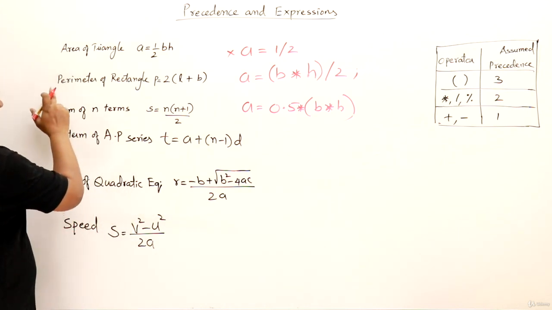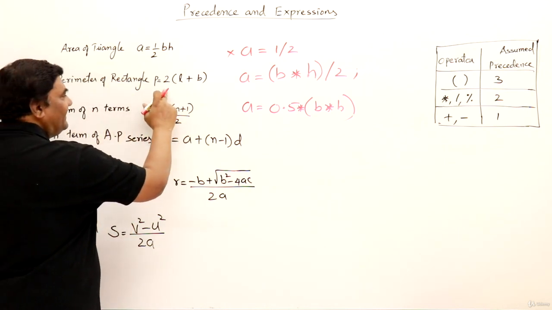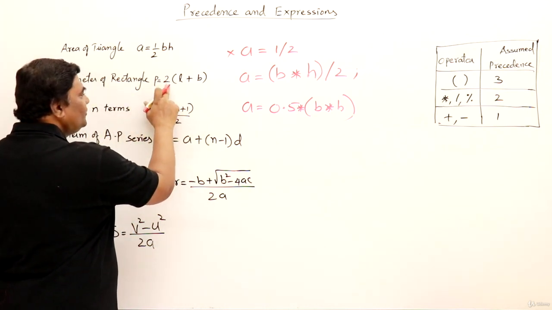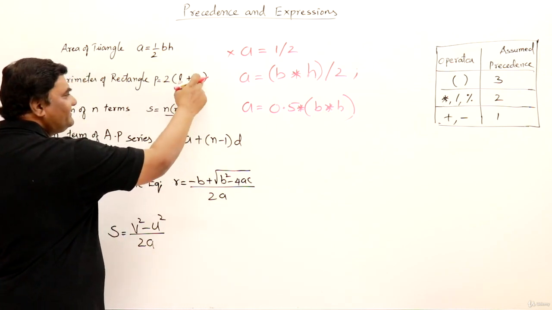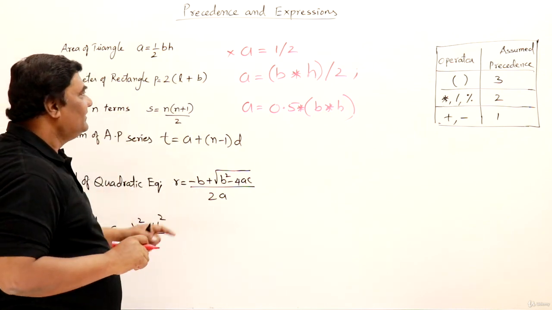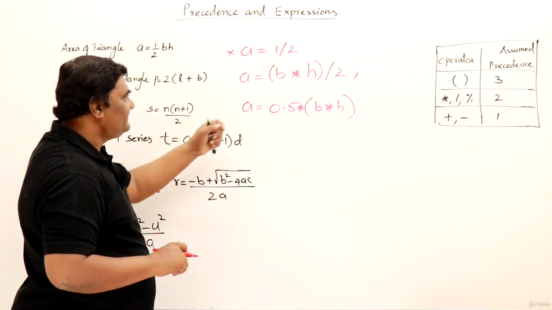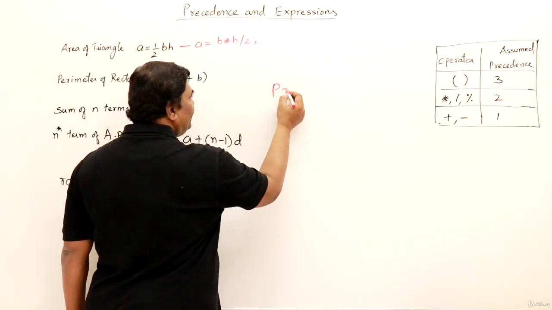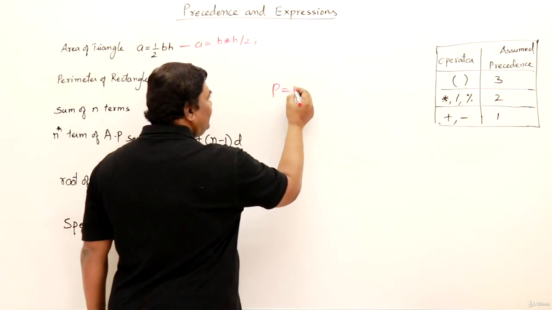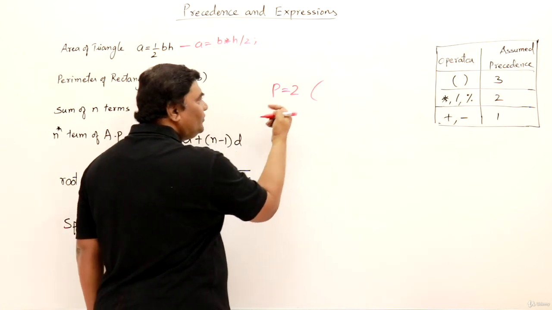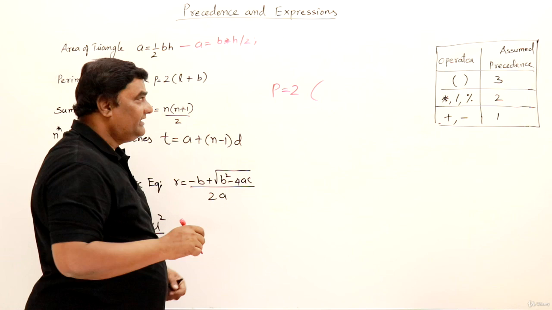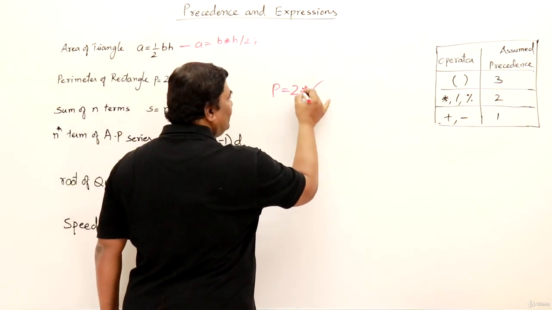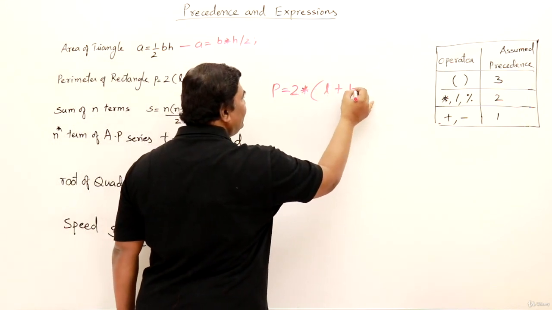See, the next formula is perimeter of a rectangle, right? P is 2 into L plus B, means 2 into length plus breadth. So how to write this one? I'll remove this. P is perimeter. Perimeter assign 2 into L plus B. See, in mathematics again we don't write into, but here you must write into length plus breadth.